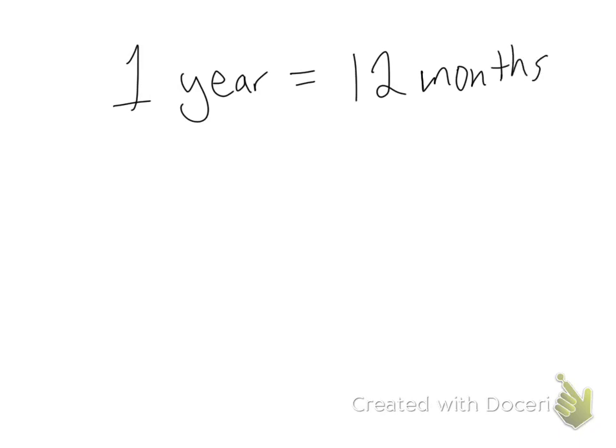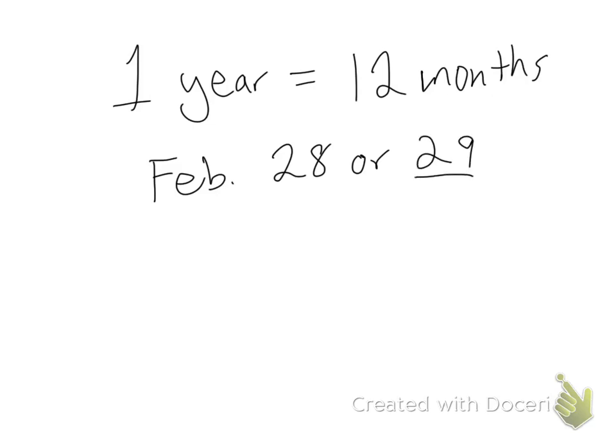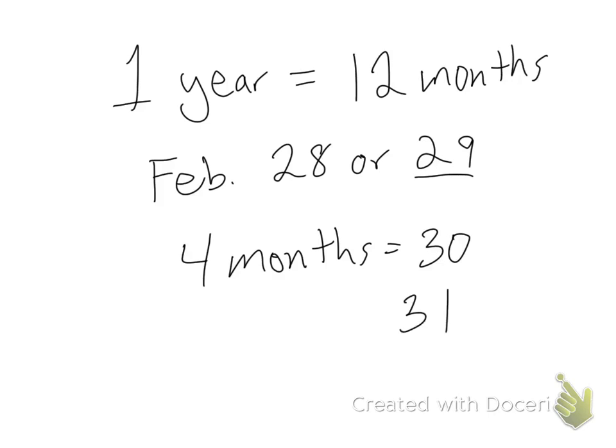Now, a year is divided into 12 months. Okay? Each month has a different number of days. The month of February has 28 or 29 days. 29 days are on the leap year. Okay? 4 of the months have 30 days. And then all the rest have 31 days. So 7 months have 31 days.